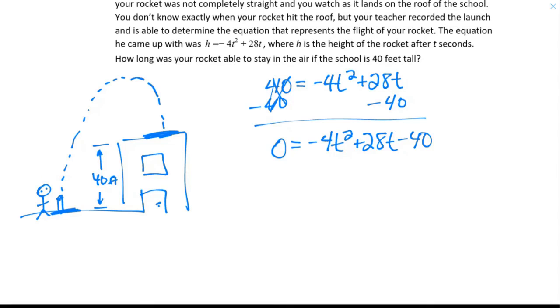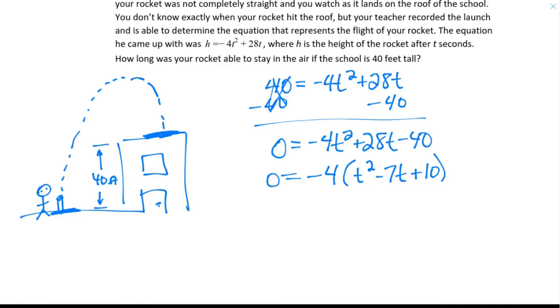At this point, we're going to factor out a GCF. I see that all of them are divisible by 4. To make my coefficient a positive, I'm going to factor out a negative 4 from this. I'm going to make it a little bit nicer in the long run, in my opinion. So when we divide all of these things by negative 4, we end up with t squared minus 7t plus 10.